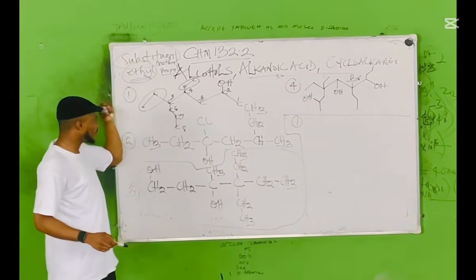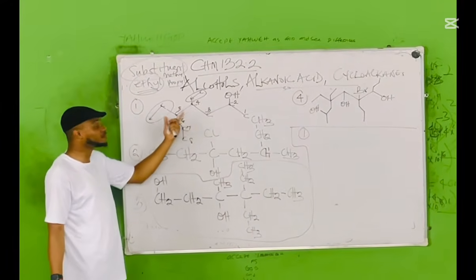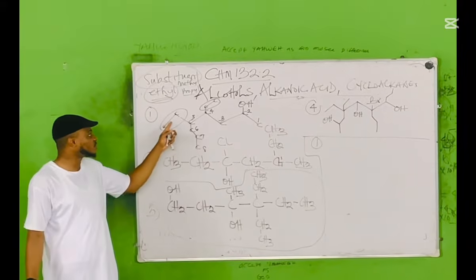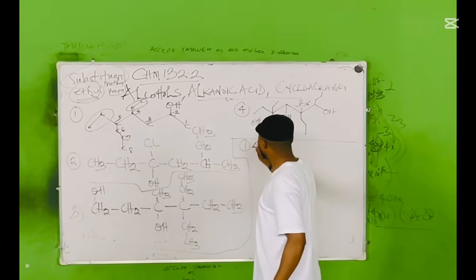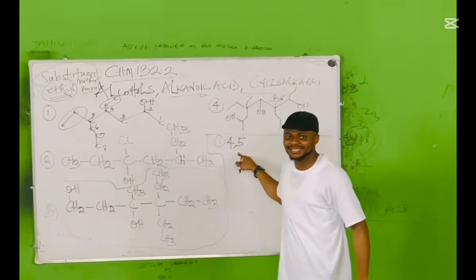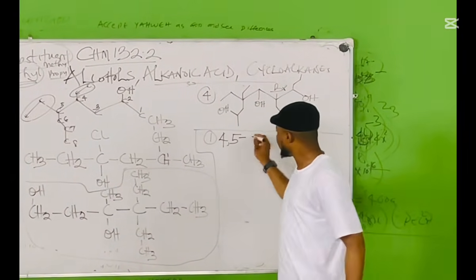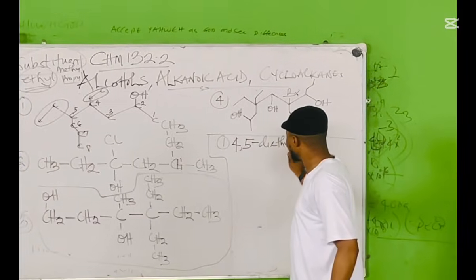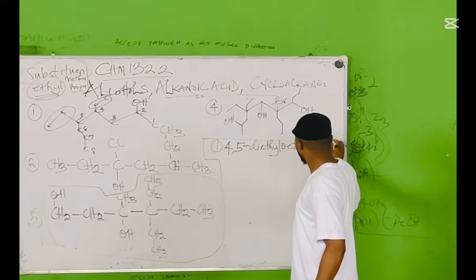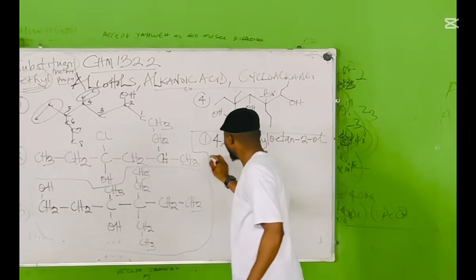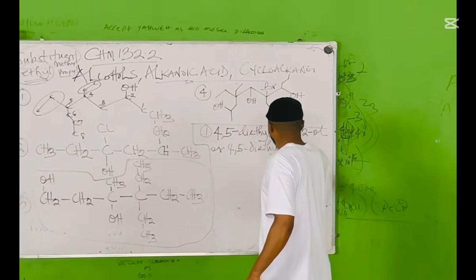So after numbering this chain, we have realized that our substituents are at carbon 4 and 5, right? Yes. And our substituents are the same. These substituents are the same in type. So it means that the name of this structure will be 4,5. When you're writing 2 numbers, use comma to separate them. Then I think 4,5-diethyloctan-2-ol, or 4,5-diethyl-2-octanol.